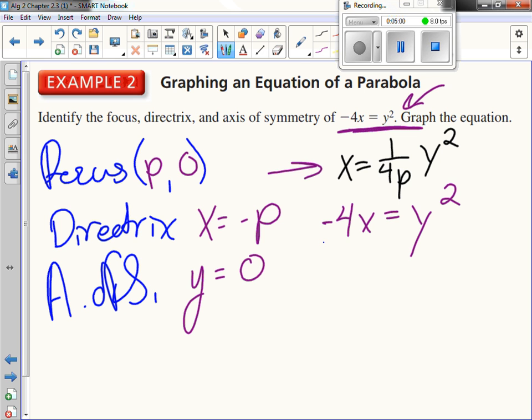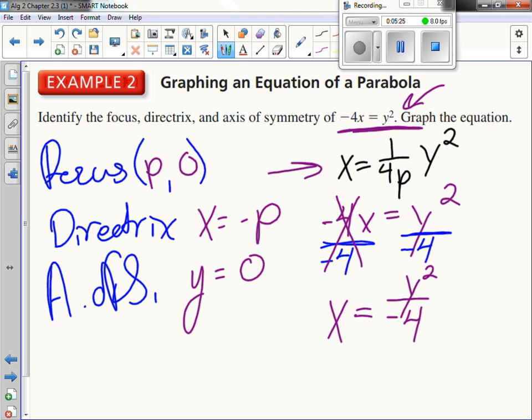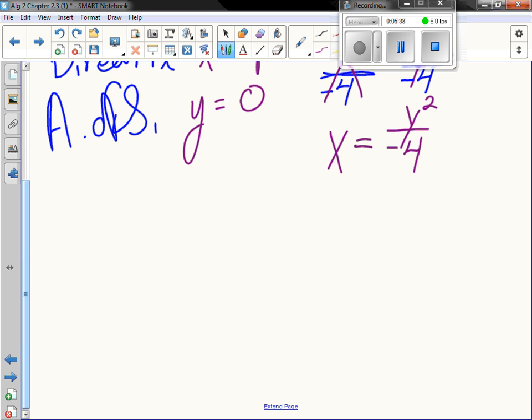How can I get it by itself? We can divide both sides by -4, because -4 divided by -4 will simplify, leaving me with x by itself. Yes? And what I have left over here is y squared over -4. So is x by itself? Well, yes, it is. We do have x by itself, but we're going to make one little adjustment.